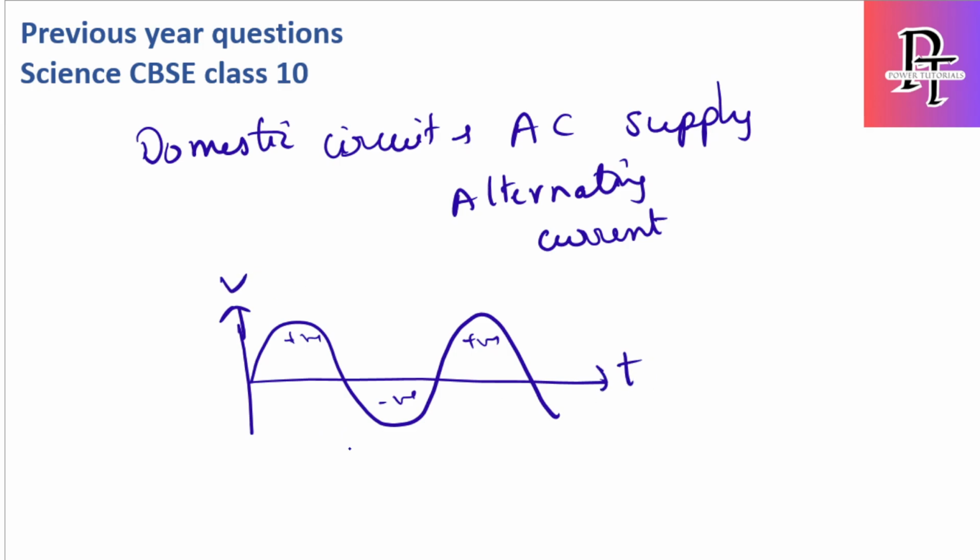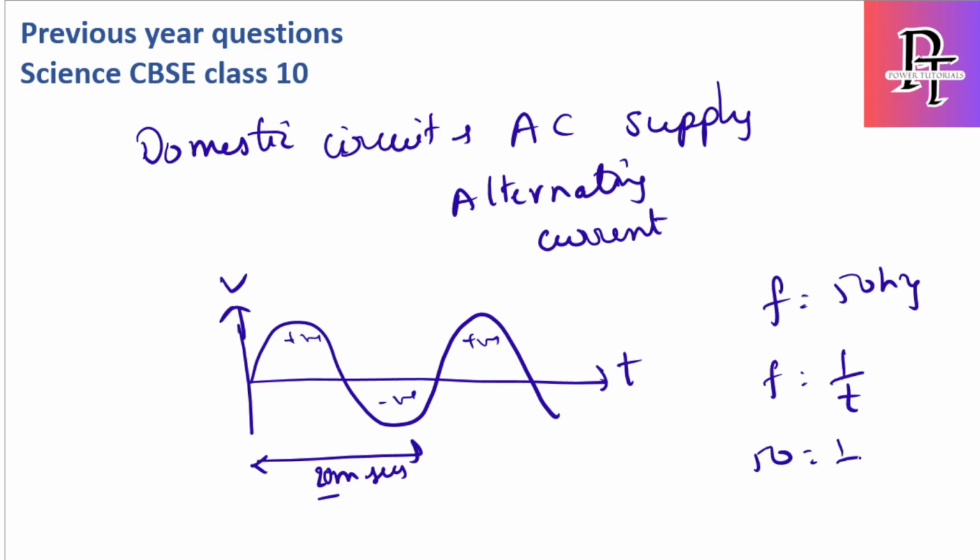With respect to the Indian domestic supply, the frequency is 50 hertz. So with respect to time, it is 20 milliseconds. Why 20 milliseconds? Because the frequency is 50 hertz, and frequency is 1 by time period. So 50 is equal to 1 by T, so T is equal to 1 by 50, which is 20 milliseconds. Milli is 10 power minus 3. Hence the time period of the supply which we are getting is 20 milliseconds, and the frequency of the AC is 50 hertz.